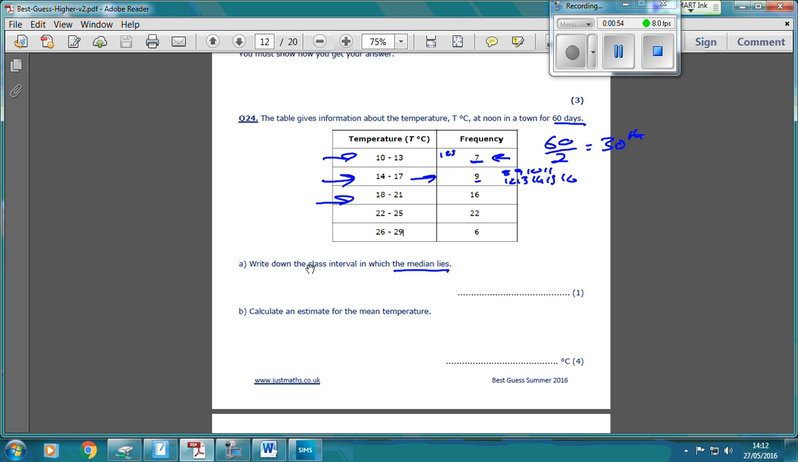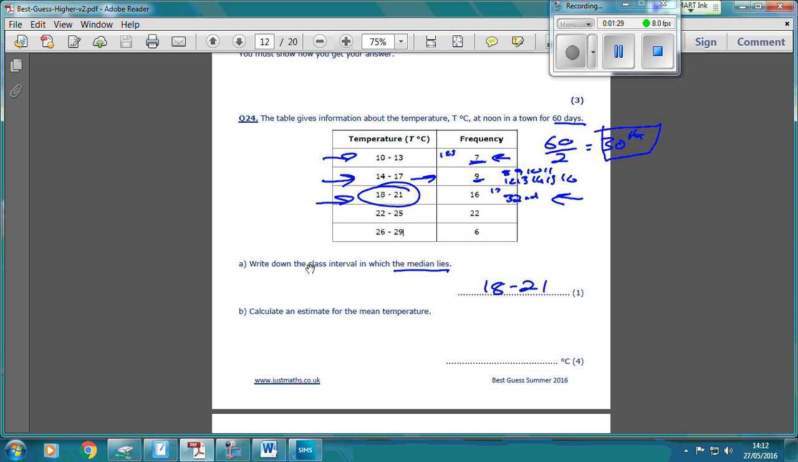Then the next 16 pieces of data lie in this class interval. That's going to be the 17th, 18th, and then the next 16 pieces of data, so up to and including the 32nd piece of data. So if we're looking for the location of the 30th one, which is the middle one, or the median, that's going to lie here, because the 30th, 31st, and 32nd are all going to lie in this one here. So the class interval is going to be 18 to 21.